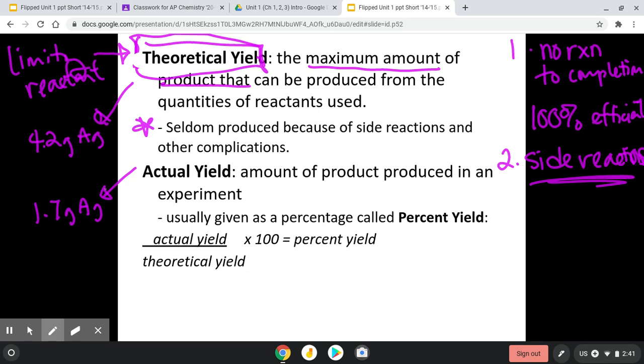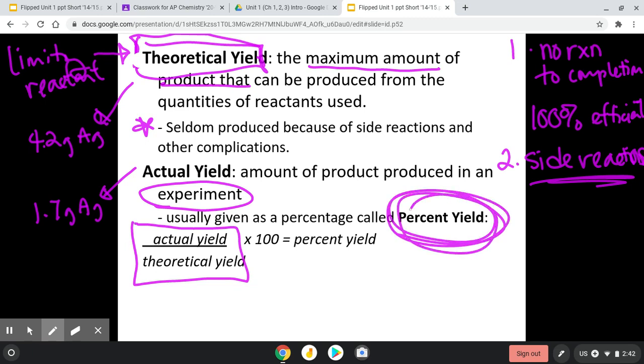That's your actual amount. So the actual yield must be experimentally determined. The theoretical yield is calculated. The actual yield is determined by an experiment. So you can't actually get an actual yield unless you have done an experiment and have the data from that experiment. And then if you put the two together, what you actually get from your experiment over what you have calculated you should have gotten, what you get is something called percent yield. So actual divided by theoretical times 100 equals your percent yield.